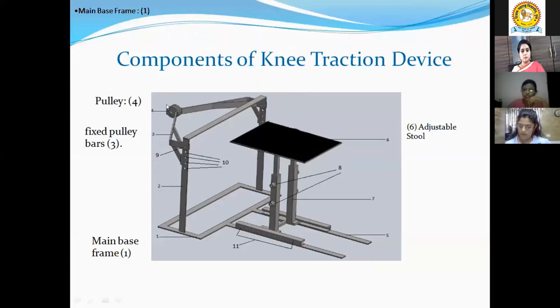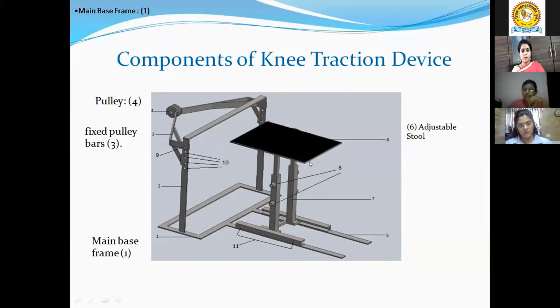This is the pulley. Pulley is a very important part of this because it gives the angle of pull. The angle of pull which we require for distracting or giving traction to the knee joint is provided by this pulley. Then this is the fixed pulley bar. Then these are the vertical bars, horizontal bars. All these bars make up this knee traction device.